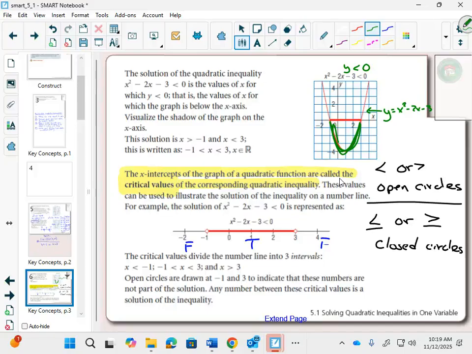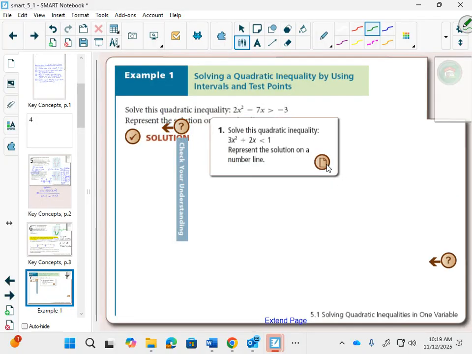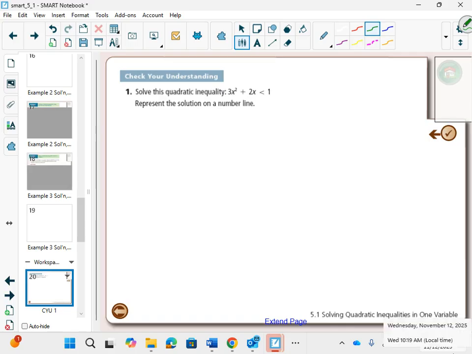So we need to know chapter 3 and chapter 4 for doing chapter 5. The only thing for chapter 5 is we're adding these inequalities. Okay, let's go to example 1 and work through the steps. So, when solving a quadratic inequality, first of all, we make one side equal to 0.